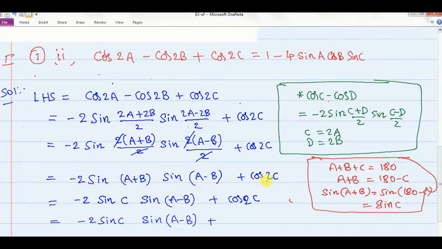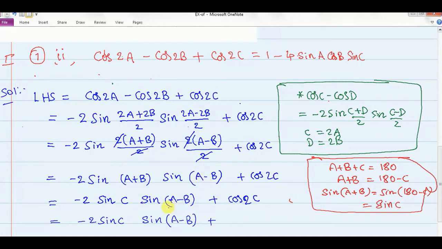The LHS is cos 2a minus cos 2b plus cos 2c. First of all, use the formula cos c minus cos d here. Cos c minus cos d means minus 2 sin (c plus d) by 2 into sin (c minus d) by 2, where c stands for 2a and d stands for 2b. So this is c and this is d. Minus 2 sin (2a plus 2b) by 2, and sin (2a minus 2b) by 2, plus cos 2c. Keep this same.